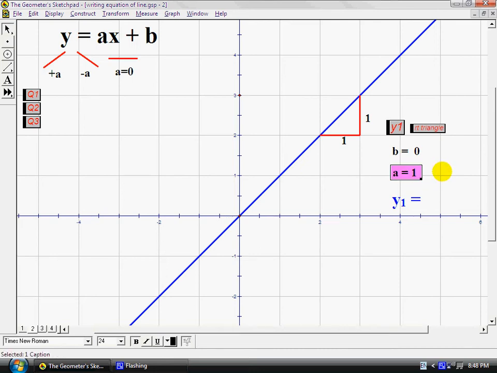All we need to do now is to substitute the values of a and b in our equation. Thus we will have y sub 1 is equal to 1x plus 0, or simply x. So this is the equation of this graph. Let's have question number 2.